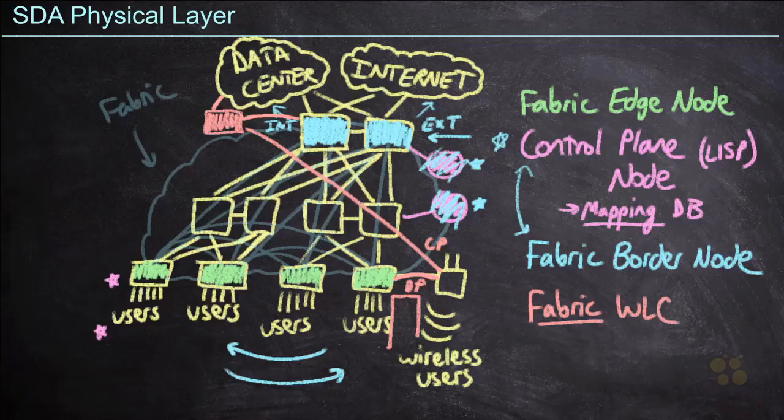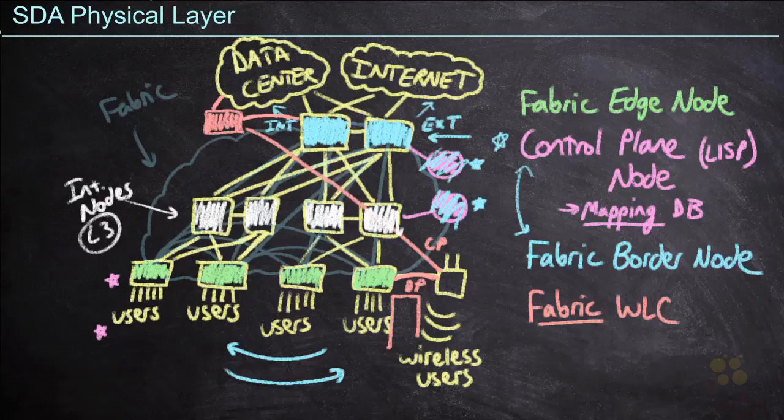Now you may have noticed a few nodes in here that we didn't color in. For example, these 4 nodes right here. In an SDA environment, these are referred to as intermediate nodes. Intermediate nodes do not have to have any special features. They don't even have to be Cisco switches. They simply need the ability to forward at layer 3, because again, their focus is connecting all of those tunnel endpoints to each other and not on any of the fabric services that are happening around them.